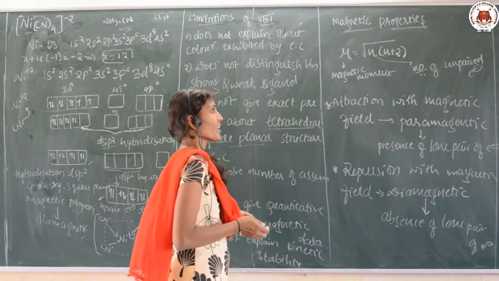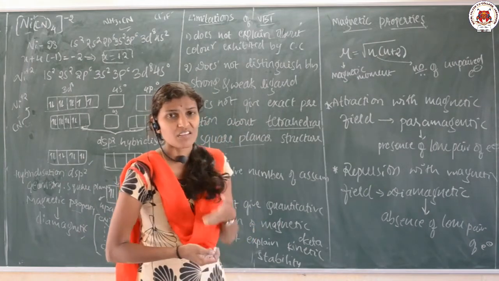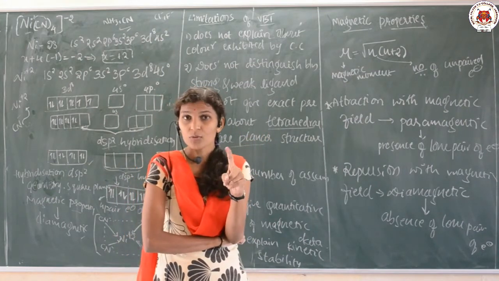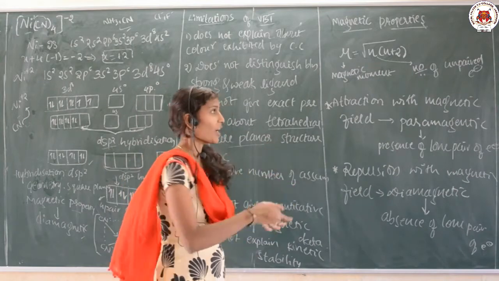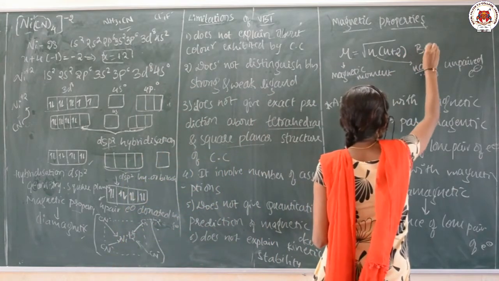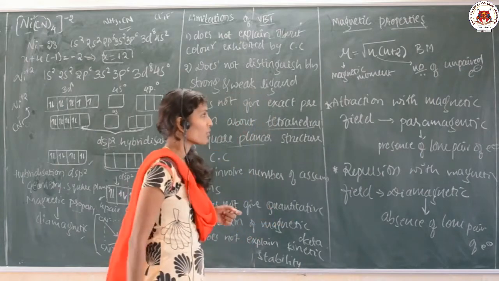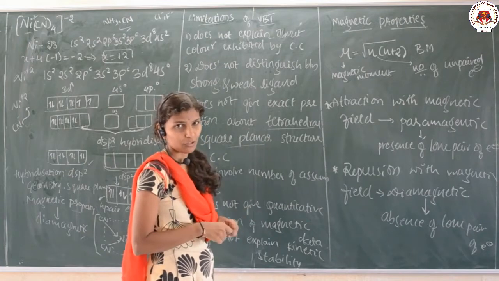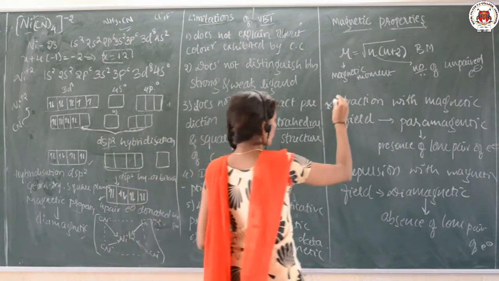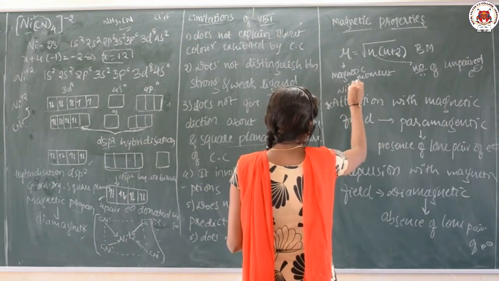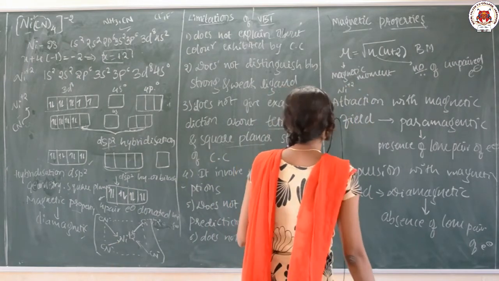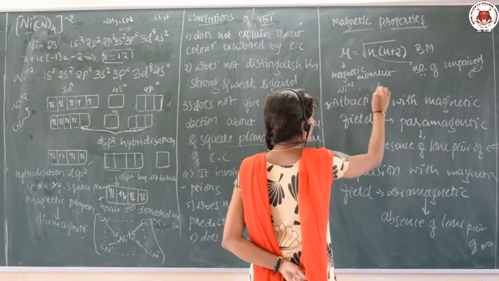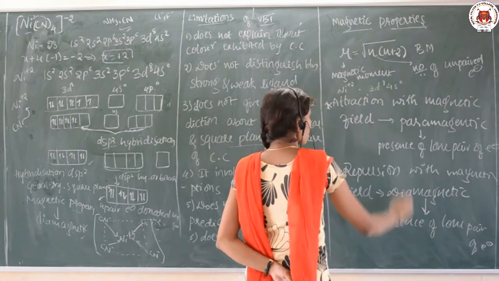So the magnetic properties tell us whether the given complex is paramagnetic or diamagnetic. It is calculated on the basis of the formula mu equal to square root of n into n plus 2, and its unit is Bohr magneton, BM, where mu is the magnetic moment and n is the number of unpaired electrons. For example, if I need to find the magnetic moment of Ni2+, Ni is in the plus 2 form. So what will be the configuration? 3d8 4s0.